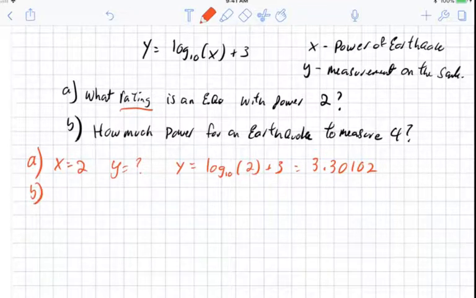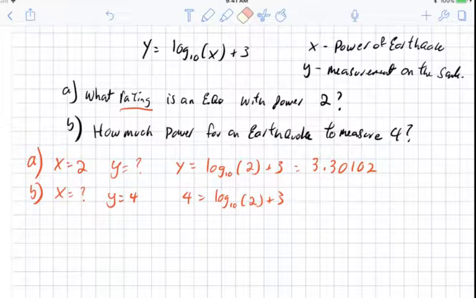How much power does it take for an earthquake to measure 4? So in that case, we're asking about power, and we're given that y is equal to 4. The question here is, what do I do next? Wait, we don't know what the value of x is. And also, this question's stupid. Instead of this one, let's do 9.